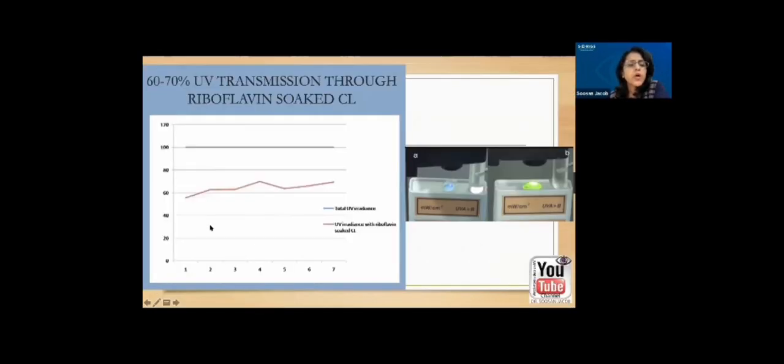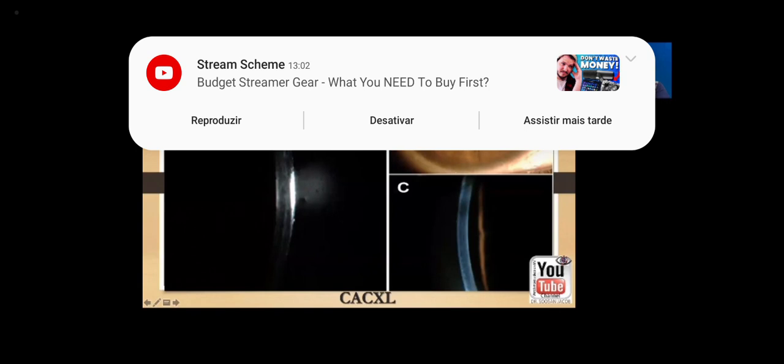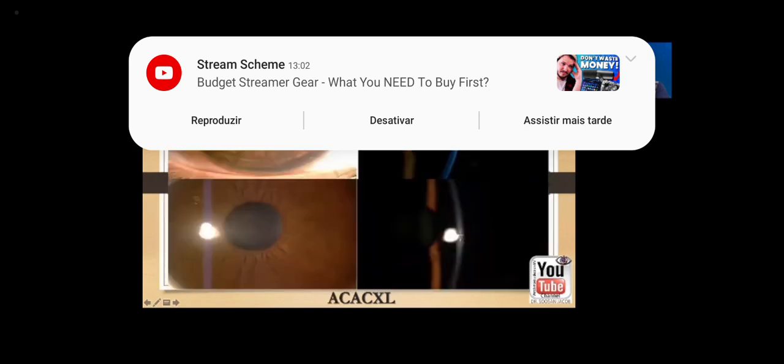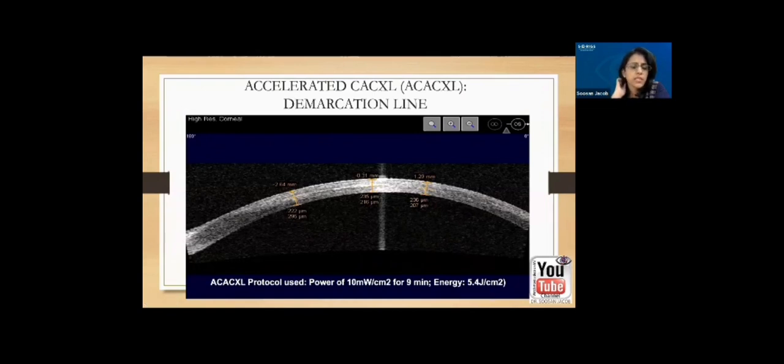We found that we got about 60 to 70% of transmission of the UV through the contact lens. That's what we got with the digital meter. And these are our techniques. These are our post-operative images. You can see CACXL with a good demarcation line, as you can see here. No haze, good corneas. And this is with the accelerated CACXL technique. That's the technique we've been using now for many years. The one that we prefer is 10 milliwatts per centimeter square for 9 minutes, which gives a total energy of 5.4 joules per centimeter square.